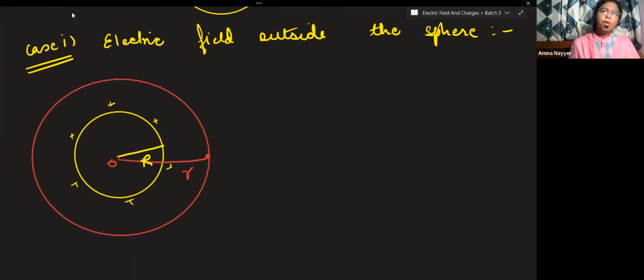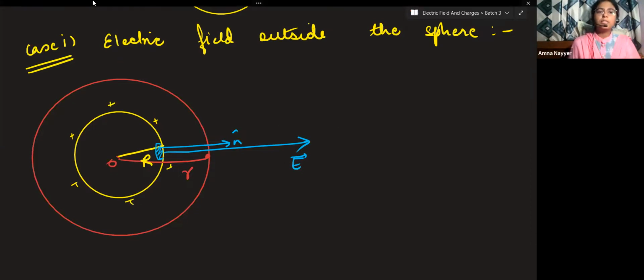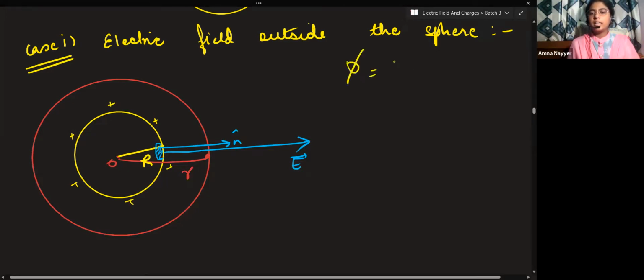Again, it's a positive charge. Let's take a small portion of the surface. Because of the positive charge, electric field will be in this manner. And if you take any portion, the area vector will also be in this manner, and both of these are lying parallel to each other, making an angle of 0 degrees. So see, what will be the electric flux? Flux will be again E s cos theta. Cos theta is cos 0 degrees, which is 1. So flux is E s.